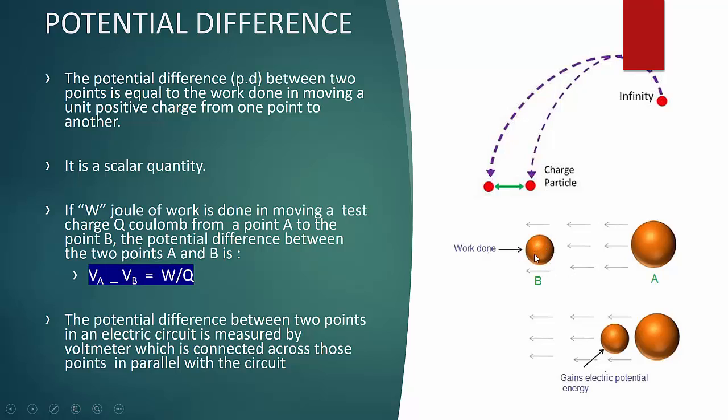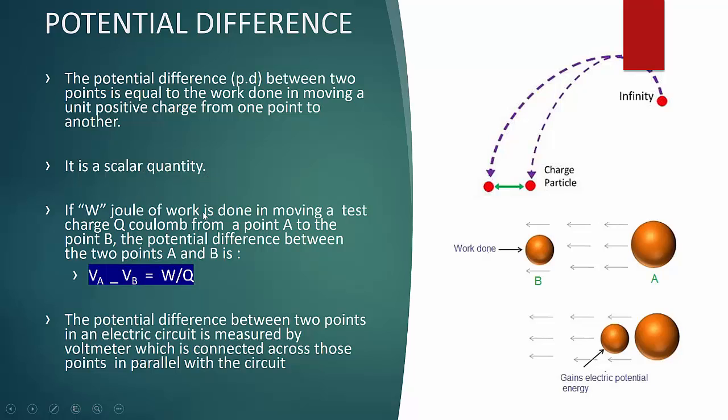But if we want B to move towards A, what will we do? We will apply a force to it and move it some distance. Force into displacement is work. So we do some work to bring the body B towards A. The potential difference between two points is equal to the work done in moving a unit positive charge from one point to another. It is a scalar quantity.